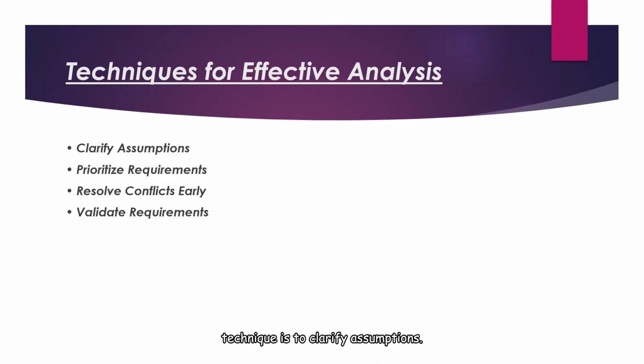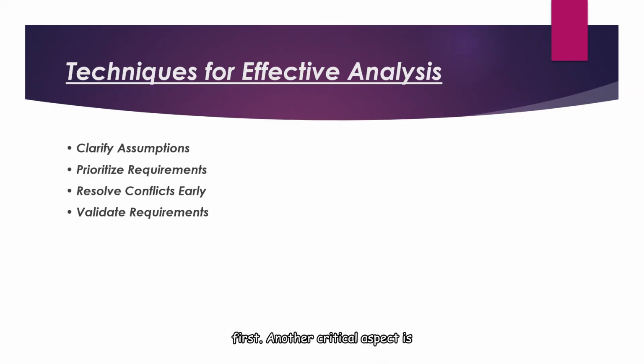Now that we understand the types of requirements, let's focus on how to analyze them effectively. The first technique is to clarify assumptions. Requirements often come with a lot of implicit assumptions, and it's essential to confirm these with stakeholders. For example, is there an assumption that the system will be used only in a specific geographic location, or should it support users from multiple time zones? Next, you will want to prioritize your requirements. Not all requirements are created equal. The MoSCoW technique is one of the most popular methods for this. It divides requirements into four categories: must have, should have, could have, and won't have. By prioritizing this way, you ensure that you focus on the most critical aspects first.